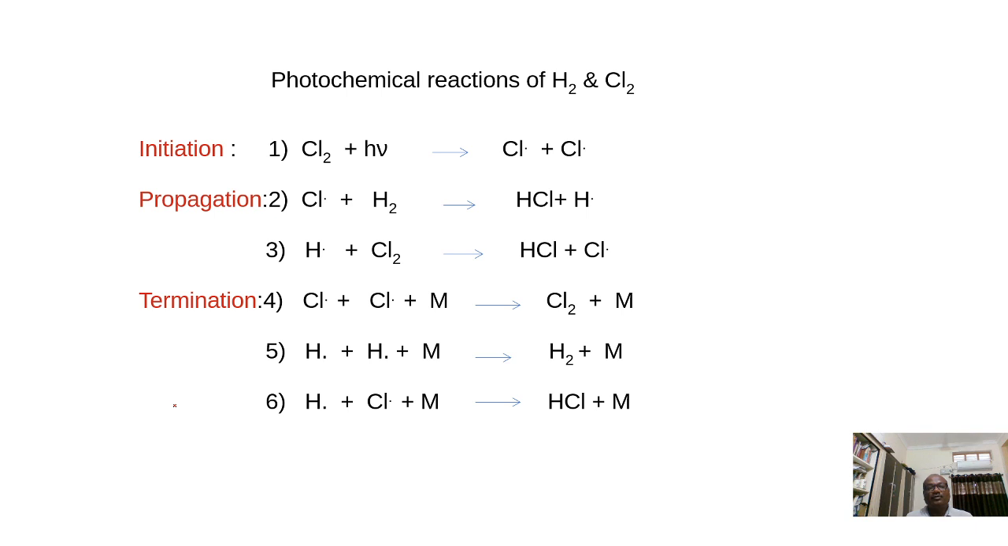Termination. If any two free radicals combine with each other, then the termination will take place. The termination of this reaction takes place on the walls of the container. M is the metallic surface or walls of the container. Cl dot plus Cl dot gives Cl2. H dot plus H dot gives H2. H dot plus Cl dot gives HCl. There are different possibilities we are writing. Like this, in any chain reaction, three steps will be involved: chain initiation, chain propagation, and chain termination.